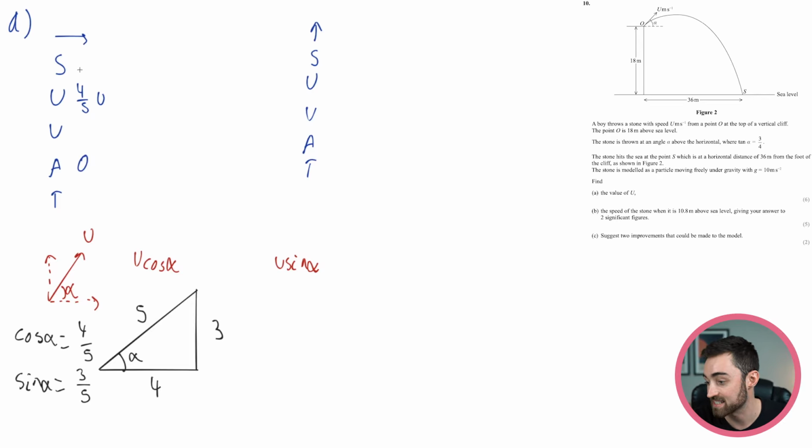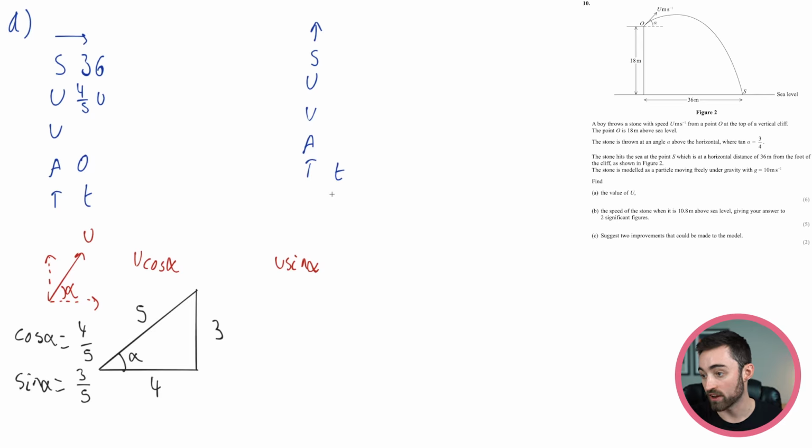Do we know s? Yeah, I think we do know s, because s is going to be the horizontal displacement. We're told that it hits the sea at point S, which is at a horizontal distance of 36. So that's going to be 36 here. Cool. And then v, I don't know. T, we don't know that either. What we do know is that the t is going to be the same as the t here, isn't it? So that is the one thing shared between the two. So let's have a look.